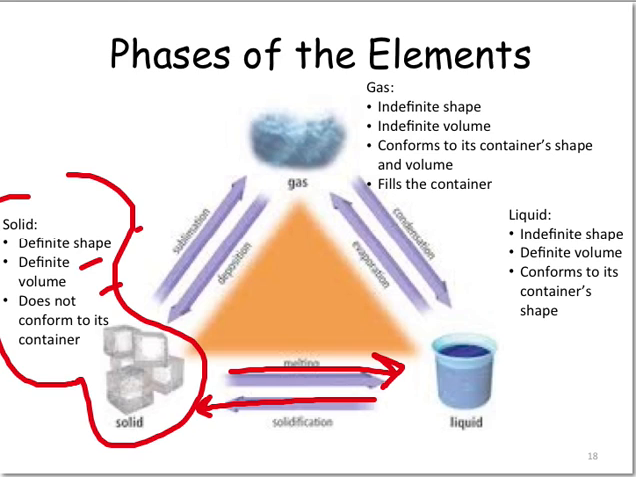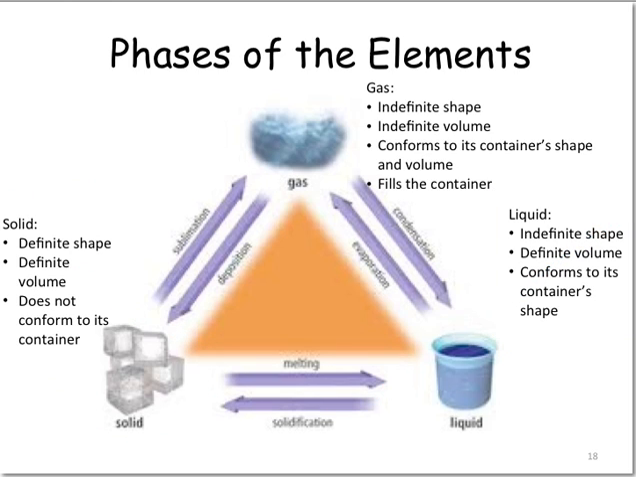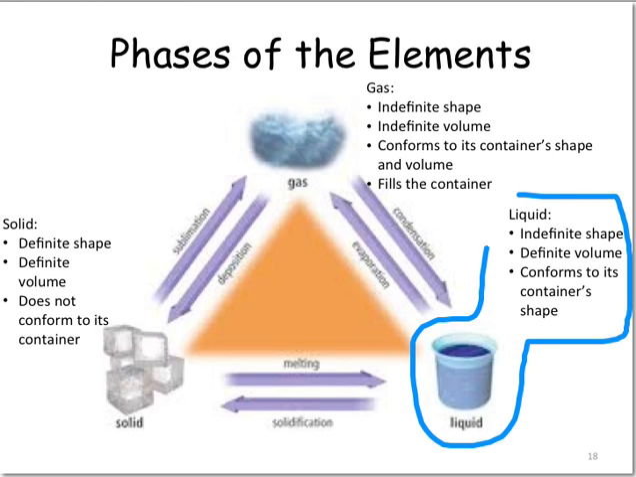And then we have our liquids here. Liquids have indefinite shape. They have definite volume. So the volume of the liquid will not change based on its container, but its shape will. It does conform to the shape of the container. As we heat up, we evaporate, and as we cool down, we freeze or solidify. And he's kind of our middleman.